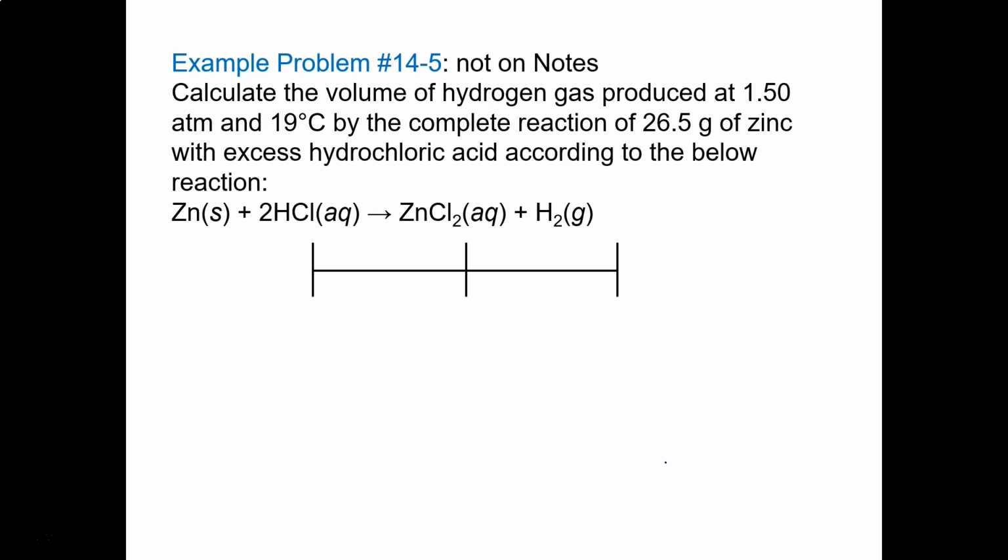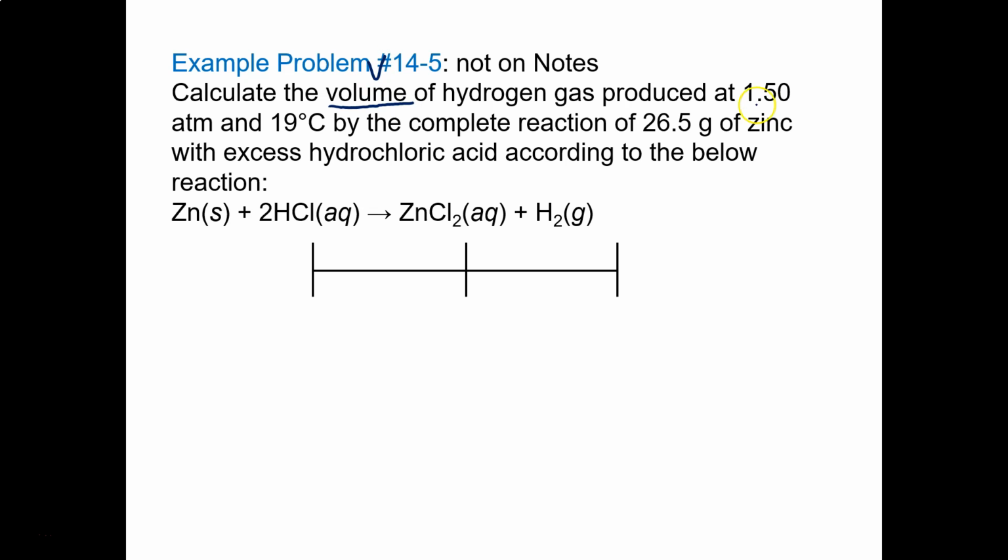Let's do another practice problem. This one is not on your notes, so you don't have to copy this down. I just want to show you another way of how you can utilize stoichiometry and the ideal gas law to solve a problem. So in this problem, it's asking you to calculate the volume of hydrogen gas produced at 1.5 atm. So let's just go ahead and label everything. Here's volume.